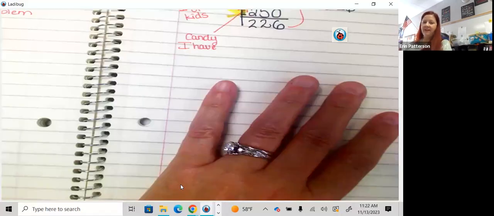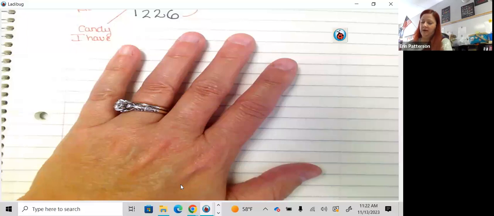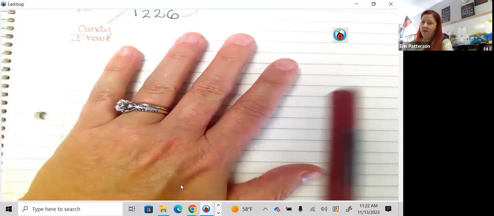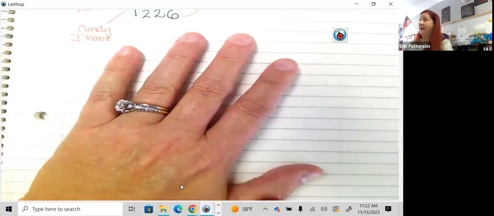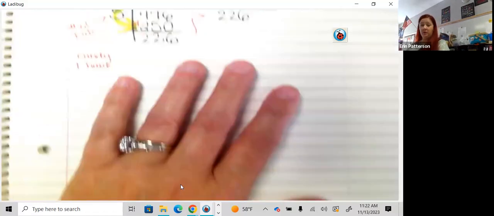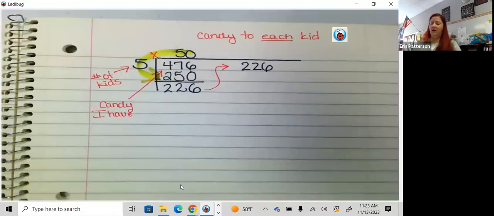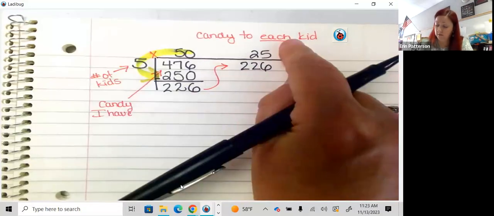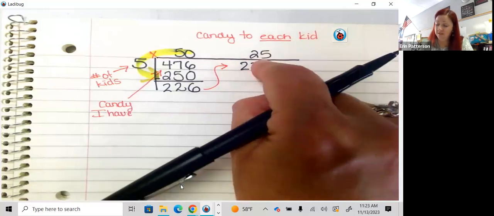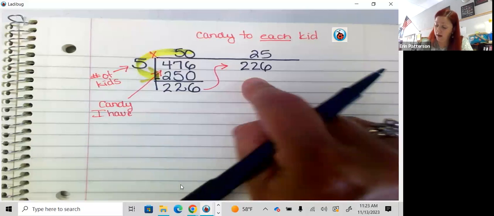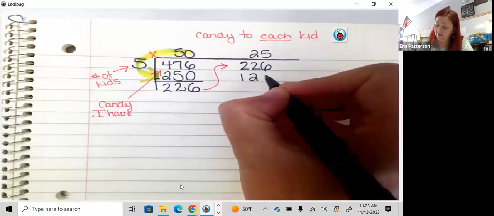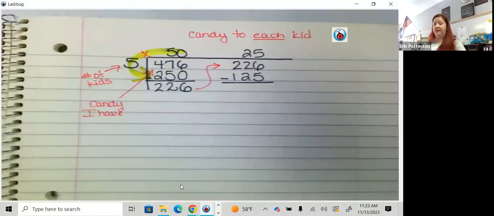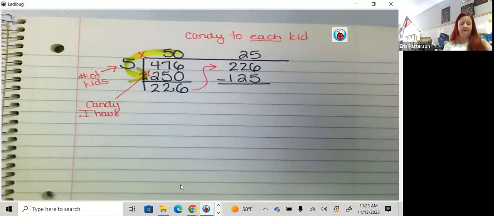All right, so I'm going to hold up 5 fingers. Here's my 5 kids. All right, 25, 50, 75, 100, 125. Could I do 125? Yes. So I'm going to do 25 to each kid. 25 times 5, we said, was 125. I'm going to subtract to see what I have left. How close did I get? What's left?